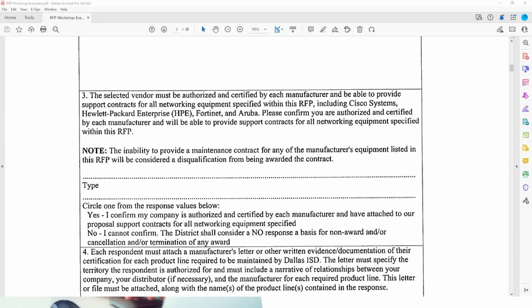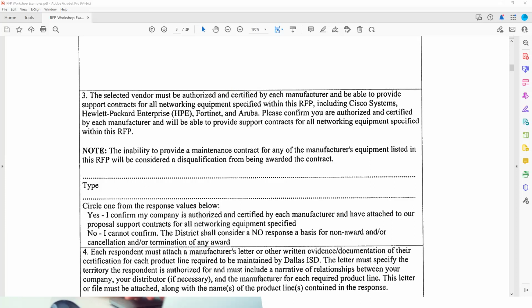So we already know they're wanting the vendor to be authorized and certified by each manufacturer and be able to provide support contracts for all network and equipment specified within this RFP, including, okay, so again, I'm rubbing my hands together because we're getting ready to find out what we need to provide. Cisco Systems, okay? So I'm actually going to do this. Cisco Systems. I'm putting this in the chat box.